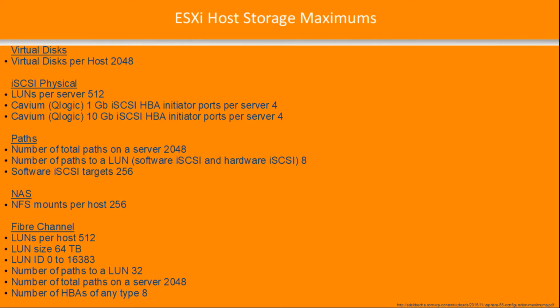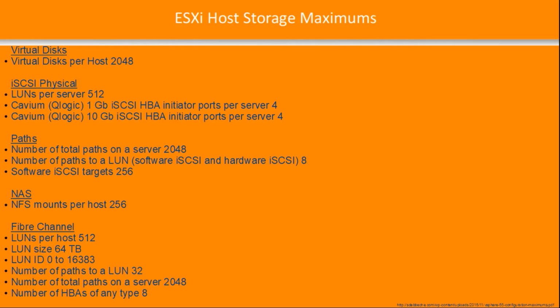Moving on to the ESXi host storage maximums. Virtual disks per host supported are 2048. iSCSI physical LUNs per server, 512. Cavium QLogic 1 Gb iSCSI HBA initiators per server can connect up to 4. Similarly, Cavium QLogic 10 Gb adapters per server connect up to 4. The number of total paths on a server is 2048.